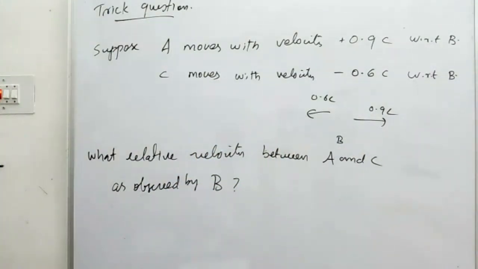So relative velocity between addition: u plus v divided by 1 plus uv by c square.